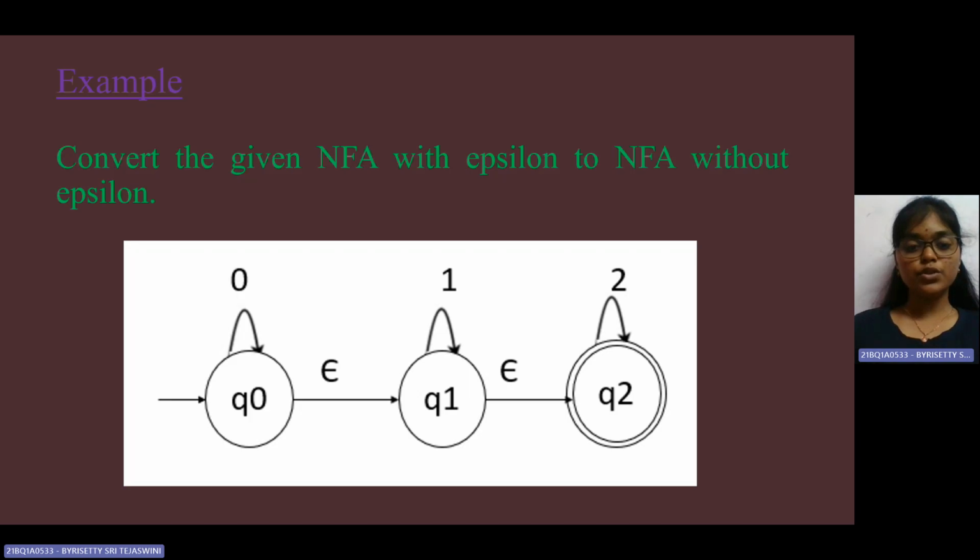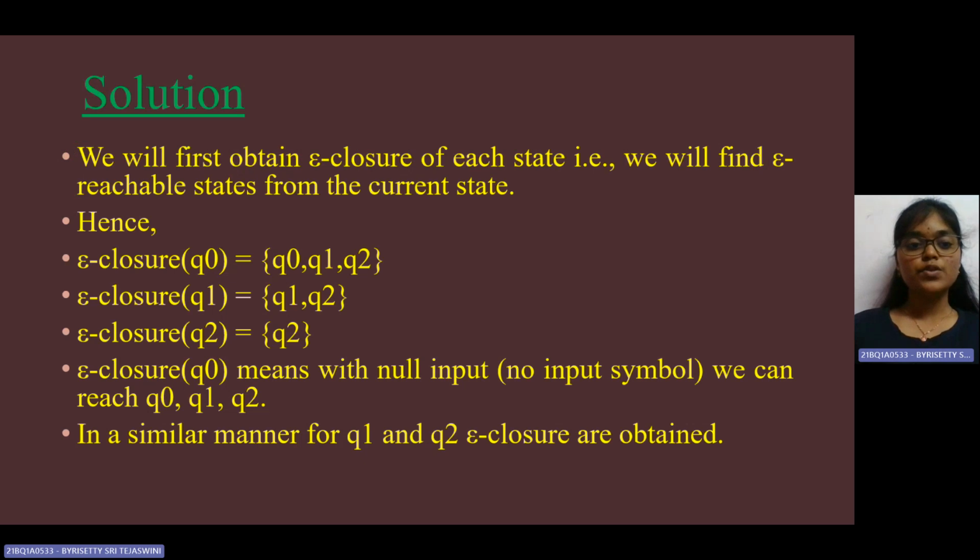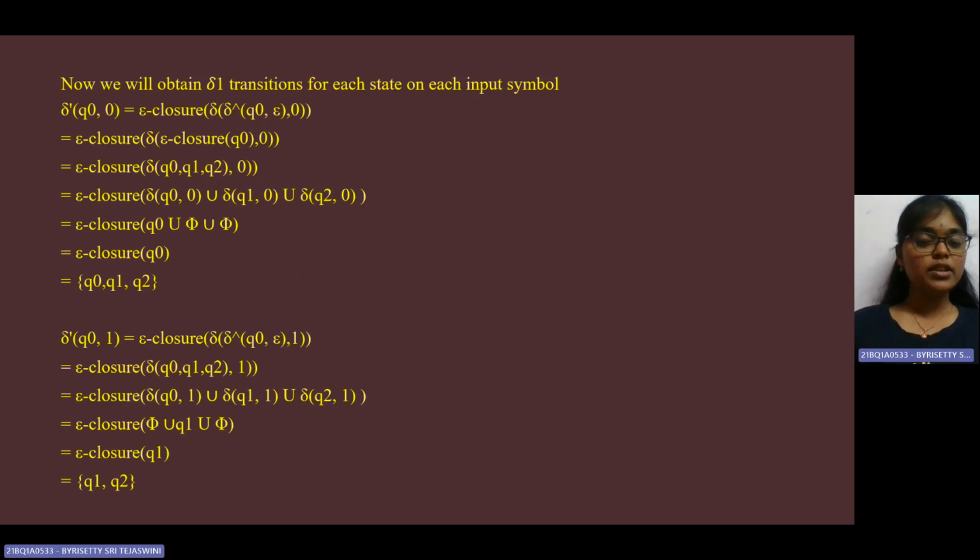Now q1 is completed. Now move to q2. The epsilon closure of q2 is q2 itself, and there are no other epsilon transitions connected to q2. So the epsilon closure of q2 is only q2. In a similar manner, the epsilon closures are obtained for q1 and q2. Now we'll obtain the delta 1 transitions for each state and for each input symbol.